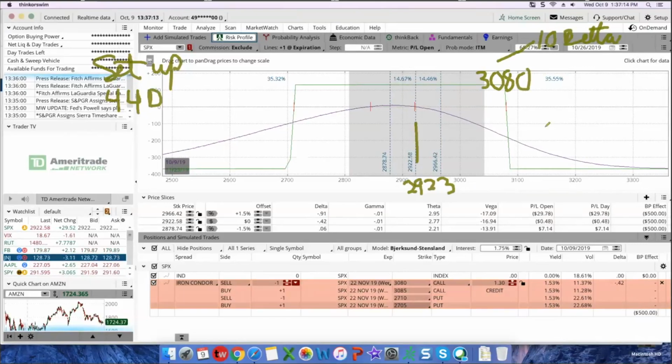This will be recorded. So how many points roughly out of the money is my short call? Stuart says 157. Because I'm not as good at math as Stuart, I'm going to round it to 160. 160 points out of the money at 3080.